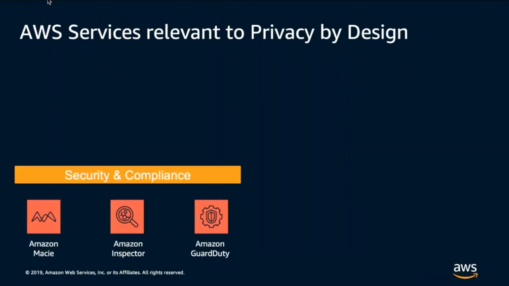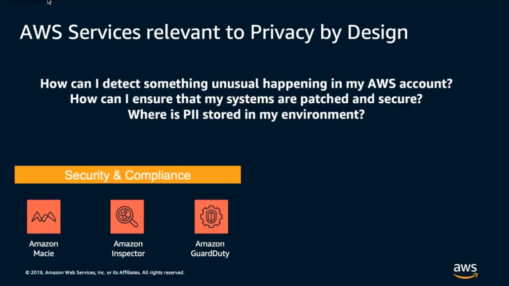Moving on, let's look also at our security and compliance controls that we can put in place. So I'd like to highlight again 3 services. This is not an exhaustive list, but 3 services that can assist you in applying privacy by design principles. So these help you answer the type of questions: How do I find out if something unusual is happening in my AWS account? How can I ensure that we have patched all of the systems, that we are secure? And where is our personally identifiable information stored within the environment?